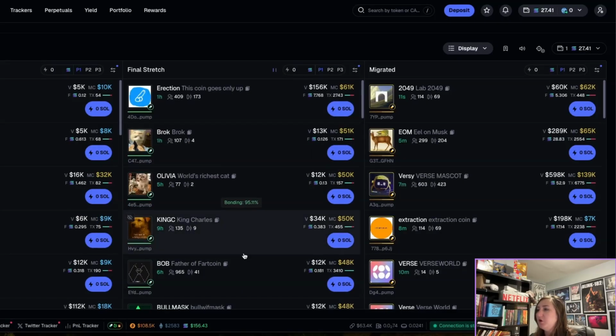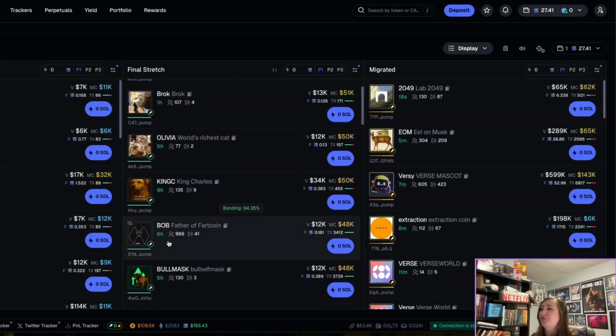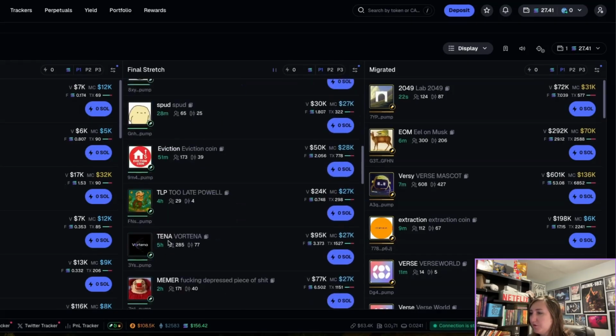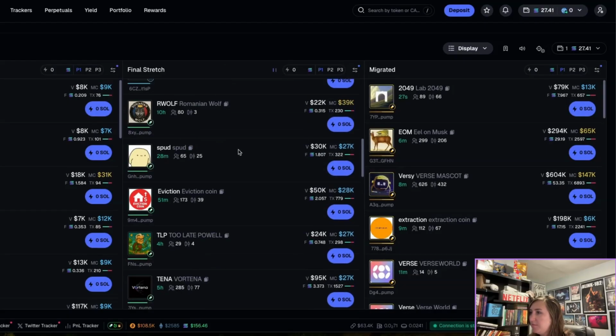You definitely want to be looking at newer coins, so not something that's probably 9 hours old. It's a final stretch. It's not something I'd really be interested in. Not saying it can't go up, but it's a lot less likely. We want to look for those newer coins, maybe around the hour, 15 minutes, 28 minutes.